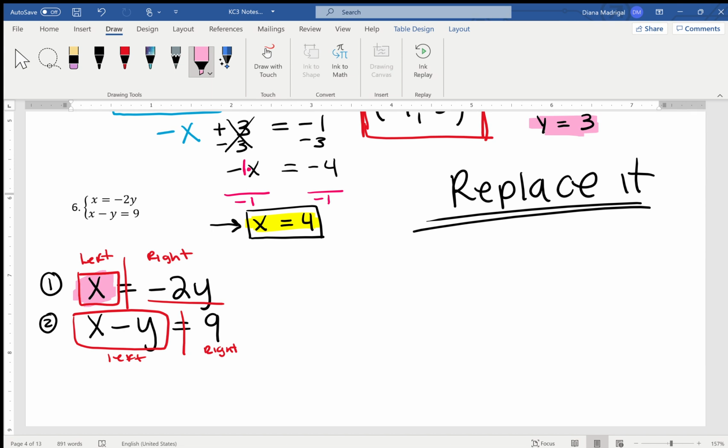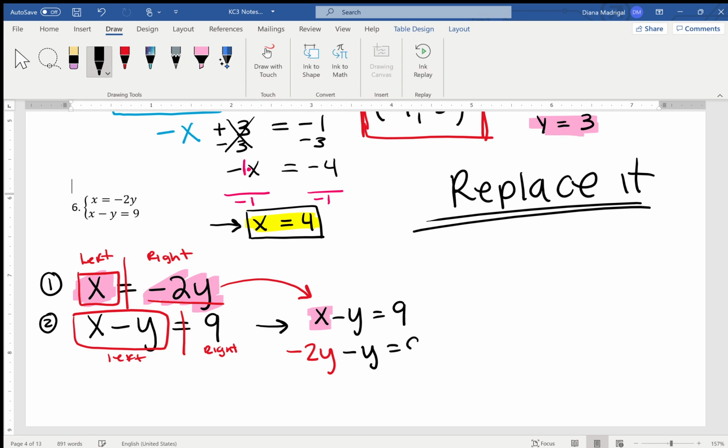We are going to be replacing x, not y, for this one. What are we going to replace it with? The negative 2y. All right, that means I'm going to use this equation: x minus y equals 9. I know x, so I'm going to replace it. How much is x? Negative 2y. And what did we have? Minus y equals 9. Go ahead and solve for it.